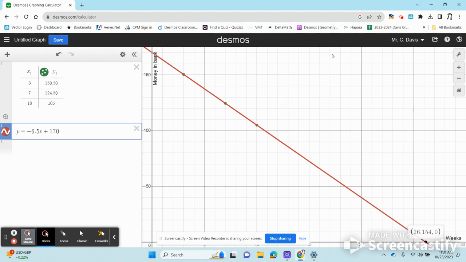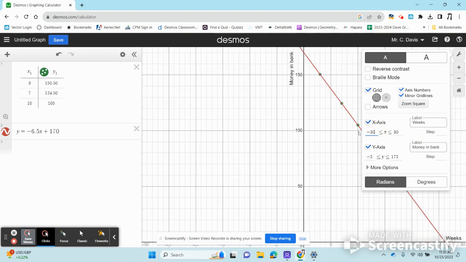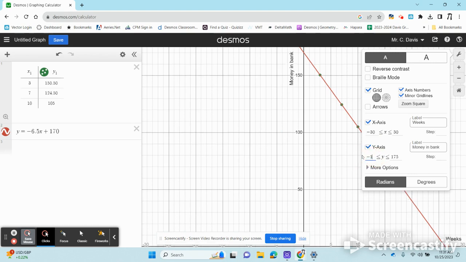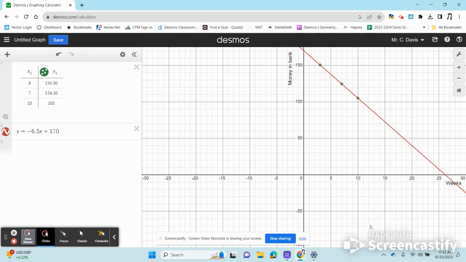If we went back, I don't want you to do this, but I just want you to see why it's important to create a good graph. Let's say we just had like negative 30 here, like it's a square window, and then maybe this is like negative 100. I think you can look at this, and while you still see your graph, you see a whole bunch of wasted space over here on the left in quadrant 2.